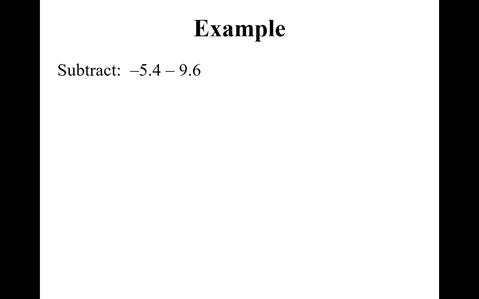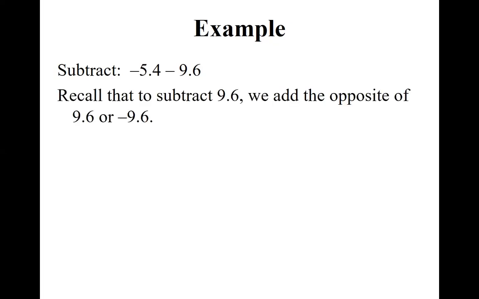Negative 5.4 minus 9.6. Subtracting is adding the opposite. So this is adding two negative numbers. If we're adding two negative numbers, the common sign is negative, so our answer is negative. We'll need to add 9.6 and 5.4. That gives us 15, so our answer is negative 15. When we line up the decimal points and add, we get 15.0, and we don't need the 0.0.